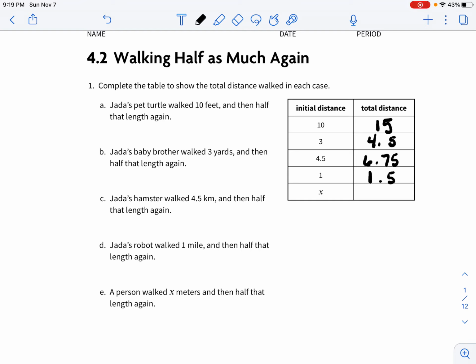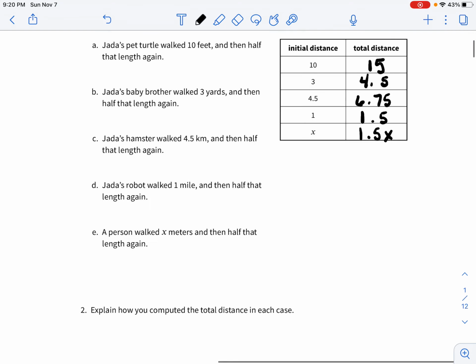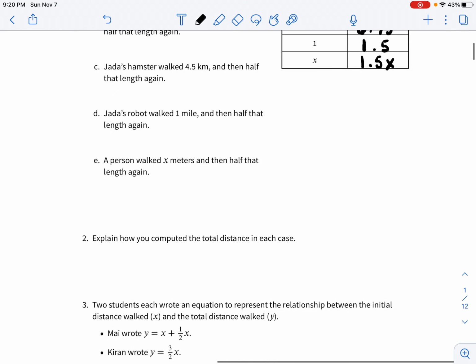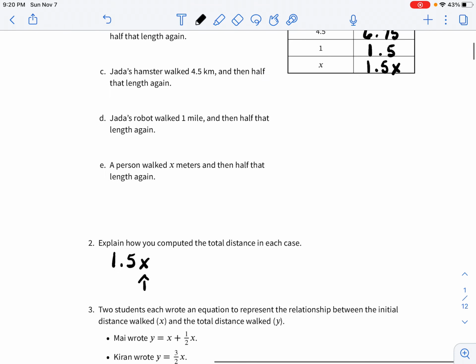So remember, once again, with proportional relationships, whenever your x is 1, your y is the constant of proportionality. So y is going to equal 1.5 times x. Okay, so explain how you computed the total distance. There was 1.5 times x, x being the initial distance.